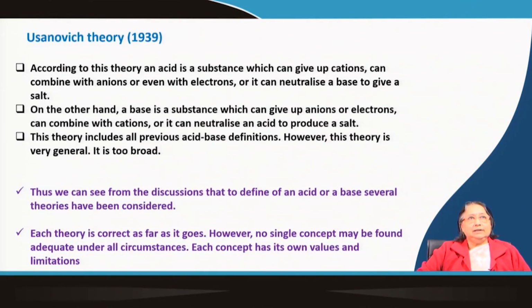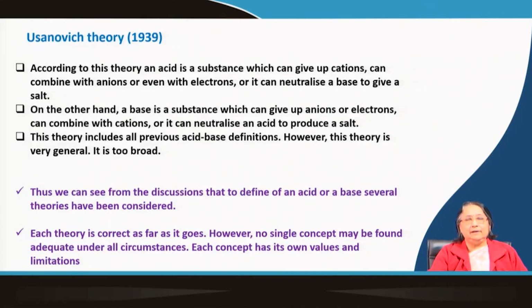Now, this is the last one, the most general, which can explain maybe everything: the Usanovich theory. According to this theory, an acid is a substance which can give up cations, can combine with an anion and even with an electron, or it can neutralize a base to give a salt. On the other hand, a base is a substance which can give up anions or electrons, can combine with cations, or it can neutralize an acid to produce a salt. This theory includes all previous acid-base definitions, but it is too general.